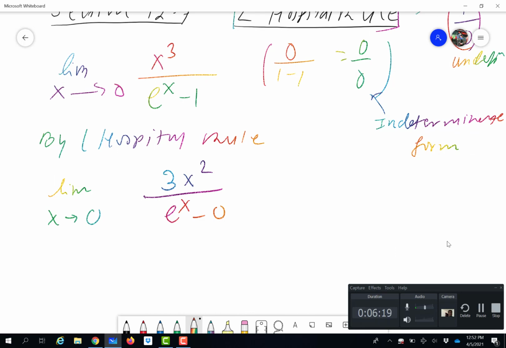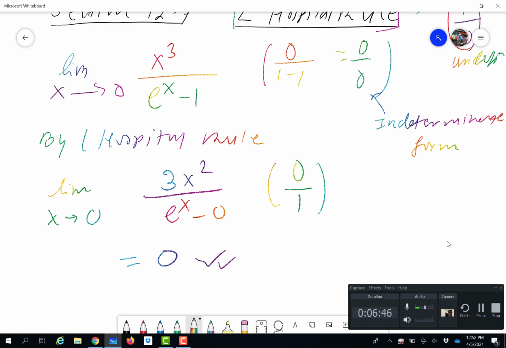When you plug in x equals 0 now, on the top 3 times 0 is 0. On the bottom, e to the power 0 is 1, minus 0. So we got 1. So what is 0 over 1? This is an existing value, right? When you divide 0 candy among 1 person, everyone will get 0. So that's why this is okay. The result is 0. Yeah, so we got that limit.